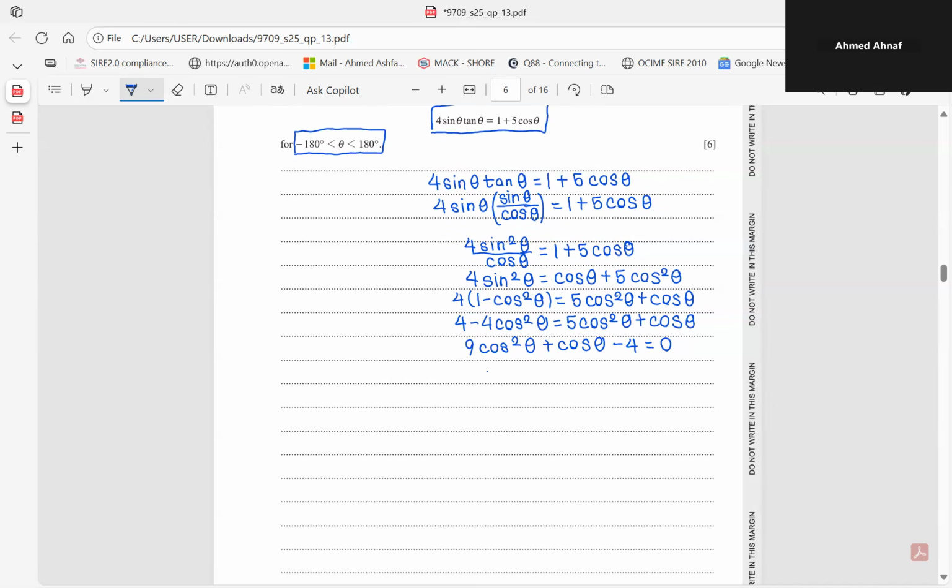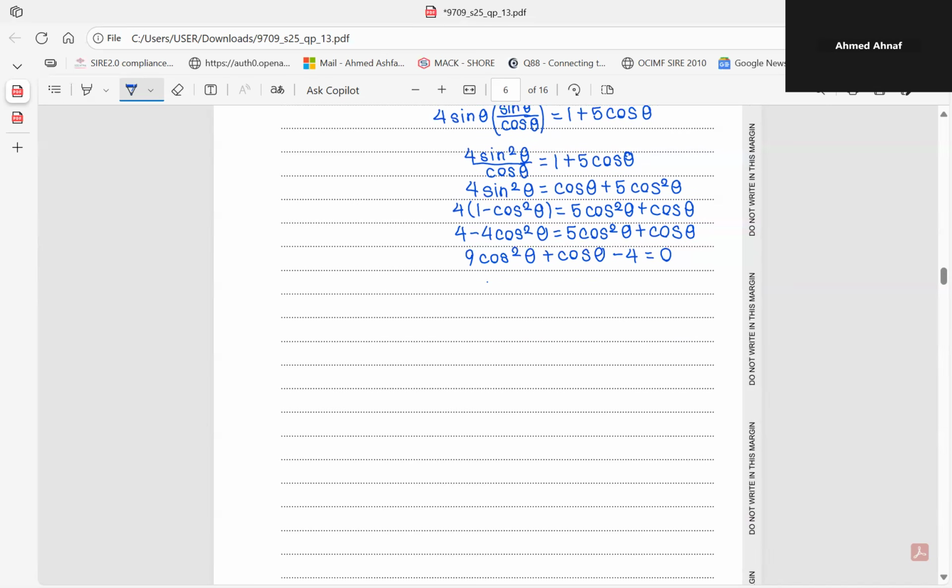So as you can see, we obtained a quadratic expression in terms of cosine theta. So using the quadratic formula or factorization, we can solve for cosine theta first. So let's do that. I'll try to see whether I can factorize it. Nope, I can't. Okay, so let's use the quadratic formula.